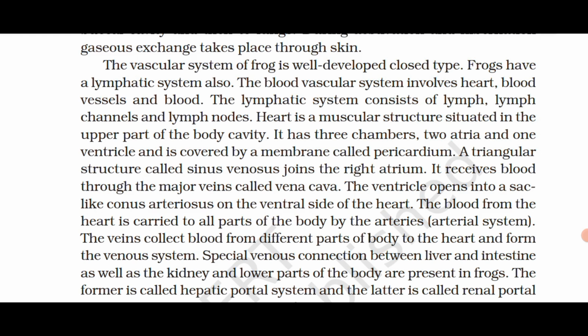A triangular structure called sinus venosus joins the right atrium. It receives blood through the major veins called vena cava. The ventricle opens into a sac-like conus arteriosus on the ventral side of the heart. The blood from the heart is carried to all parts of the body by the arterial system.